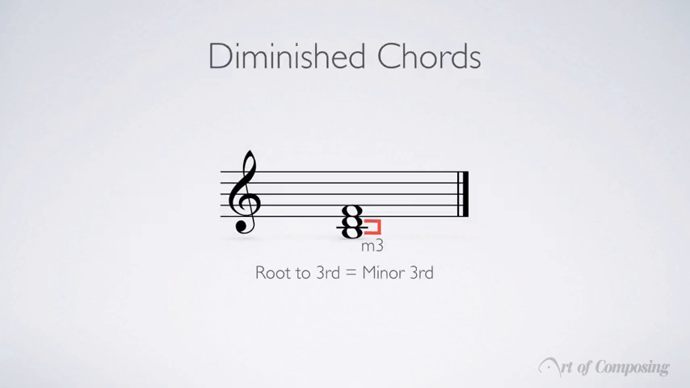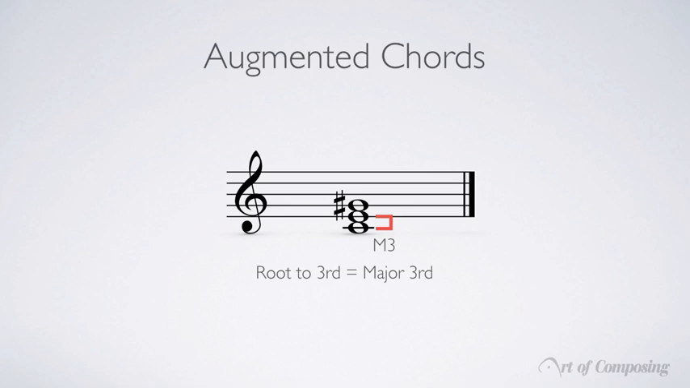Diminished chords have a minor third between the root and the third, and then another minor third between the third and the fifth. Now this means that unlike the other chords, it does not have a perfect fifth above the root. It has a diminished fifth, which is where the chord gets its name, a diminished chord. And then augmented chords have a major third above the root, and then another major third above the third, which makes that last interval not a perfect fifth, but an augmented fifth, which is where it gets its name.